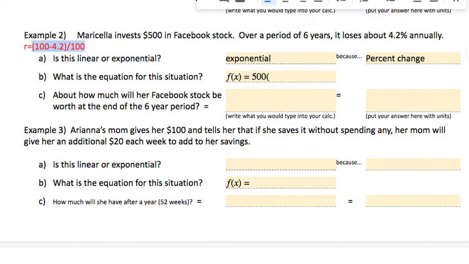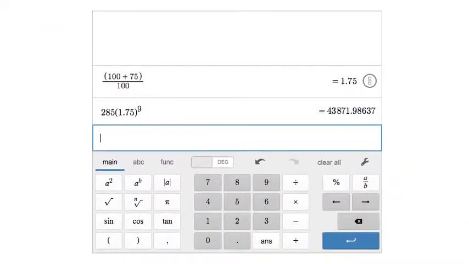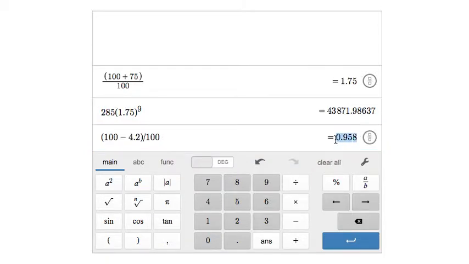So I can come back to Desmos. I'm just copying that, and I'm going to paste it here. And it's telling me that the growth rate is 0.958, and that makes sense. It should be less than 1 because we have decay here.